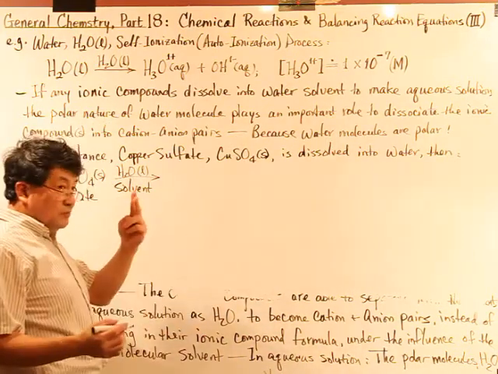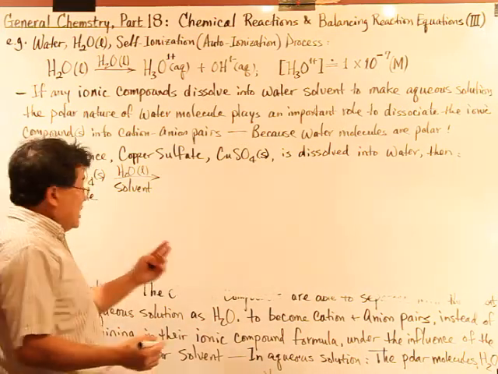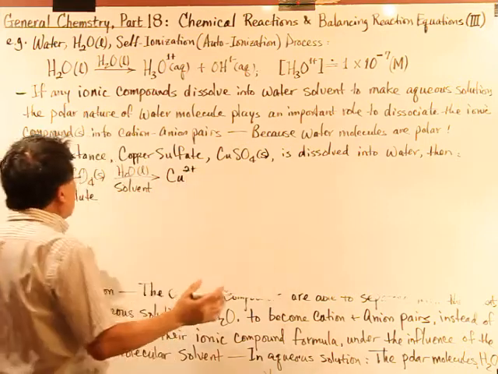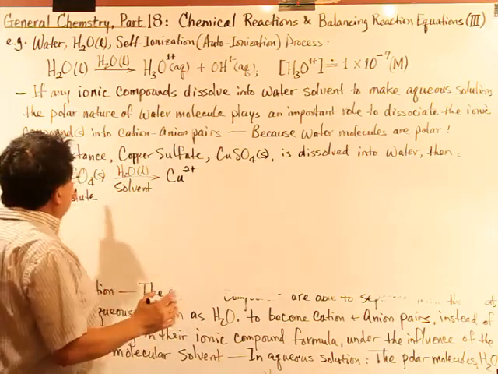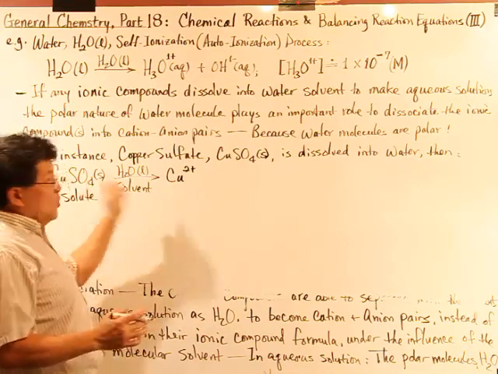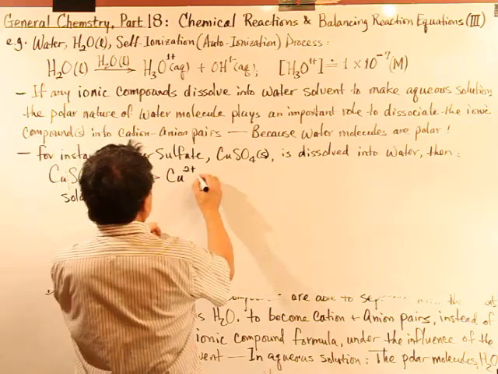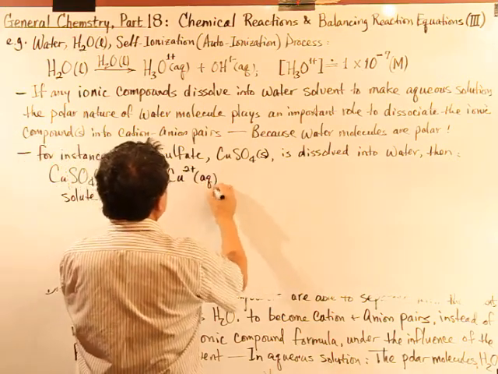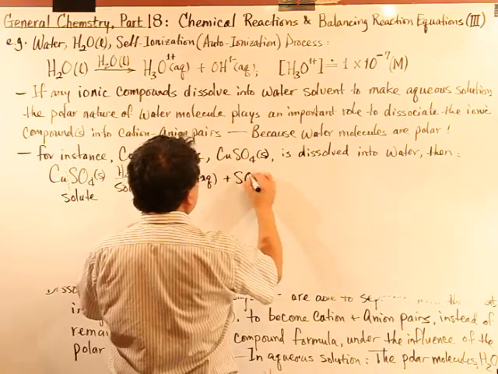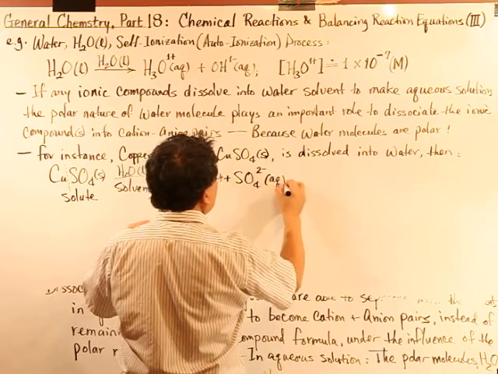Then what will happen is a solution. The solution has two ions, one cation, one anion, and the cation will be the copper 2 plus. Now what is its physical state? Because it's dissolved and dissociated in the water, it is no longer solid nor liquid, it becomes aqueous, so in the parentheses, AQ. The same for the sulfate, SO4 2 minus, also AQ.